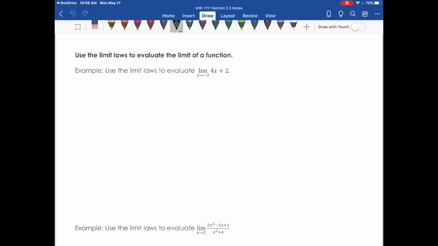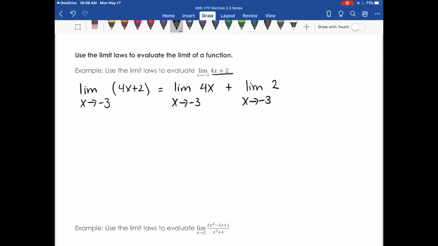So we're first going to start off and notice that this is a linear function, and linear functions don't have any breaks or holes or any unusual circumstances that we have to be concerned about. And if I look at 4x and 2 separately, I know that those limits would exist separately. So I can use the sum law and say, well, the limit as x approaches negative 3 of the function 4x plus 2 can be broken up into the limit as x approaches negative 3 of 4x plus the limit as x approaches negative 3 of 2. And that's using the sum law.